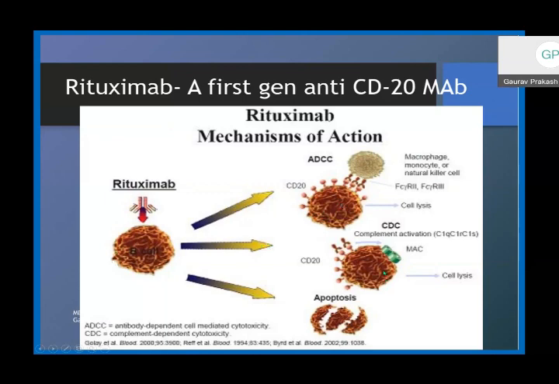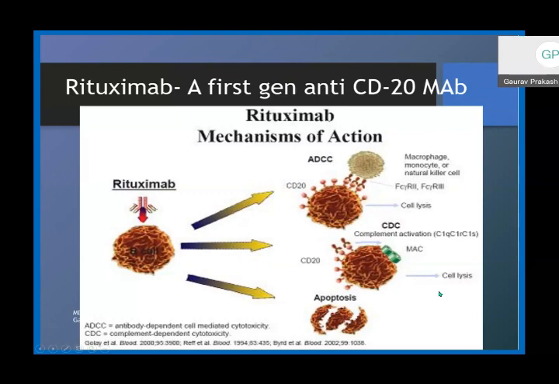The second mechanism is complement fixation. So you can see this Fc portion of rituximab, it fixes complement and makes membrane attack complexes. All of you know about it, and thus it kills a cancer cell. The third one is a direct apoptotic effect. If rituximab binds to a malignant B lymphocyte, it undergoes apoptosis, and hence in these three manners, this drug kills.